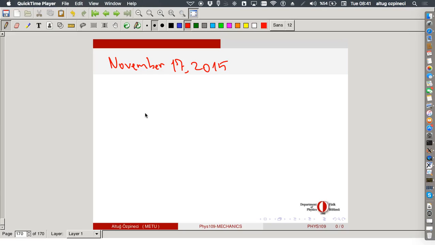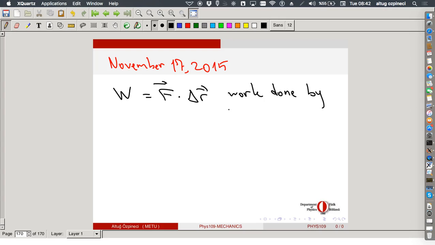Okay, so last week we had started studying work, and we had defined the work done by a force. If the force is constant, we had defined it as the force times delta R. This is the work done by a constant force.